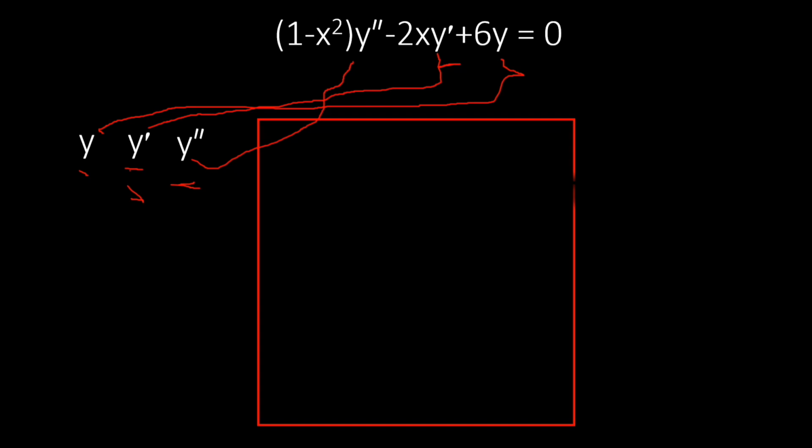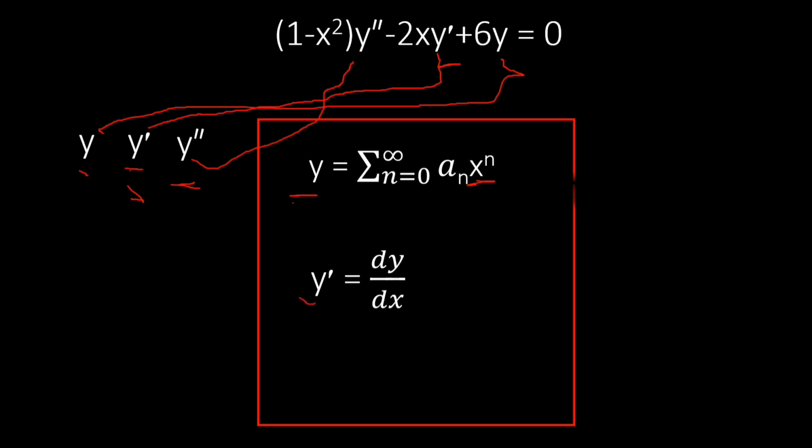Y prime is the same thing as what? The dy/dx. I said earlier that y here is a function of what? It's a function of this x. So to get y prime, I will need to differentiate this y with its function, which is x. So I'm differentiating y with respect to x. That is dy/dx.